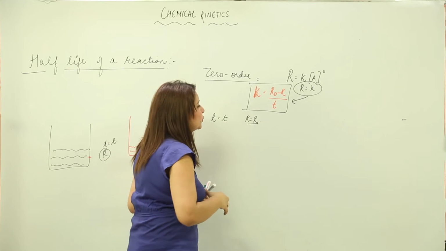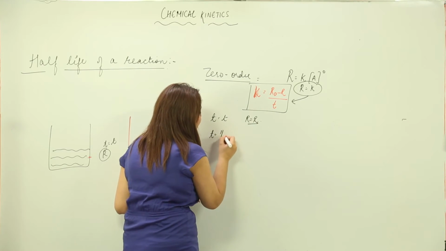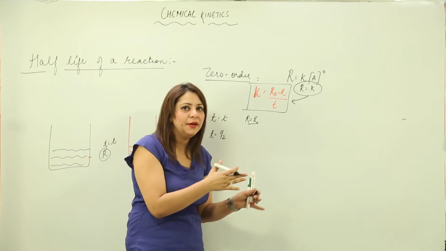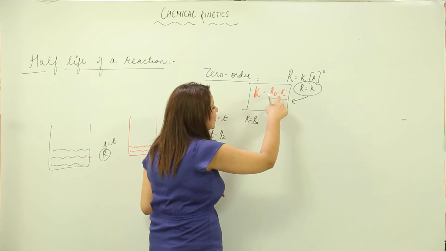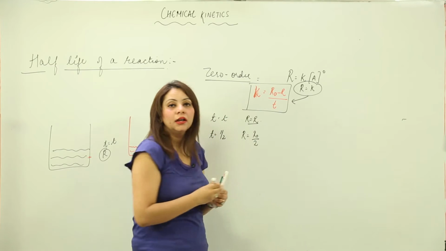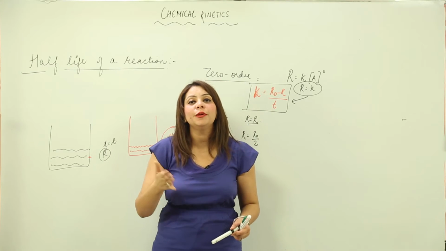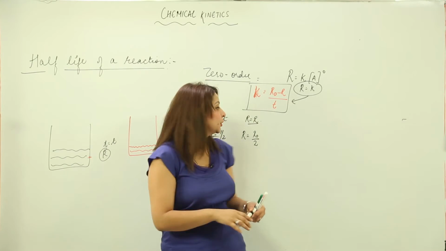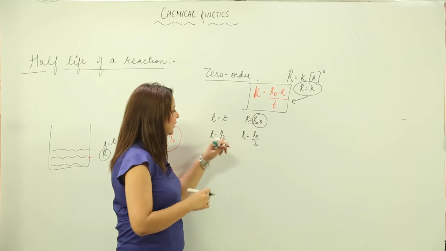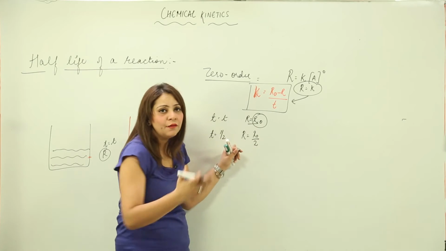Now, we want to see what happens when the time becomes half, that is, we have reached the middle of the reaction. Then R actually becomes half of the initial concentration. This is what the half-life of a reaction means, that the concentration of reactant is reduced to half of its initial concentration. Suppose our initial concentration is R naught, then when the time is half, the concentration of the reactant is going to be half of the initial one.